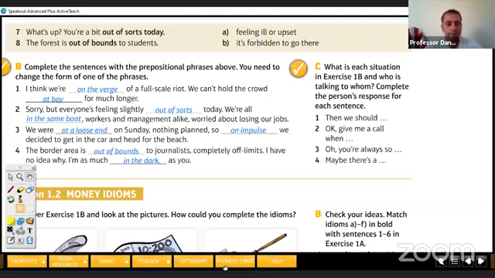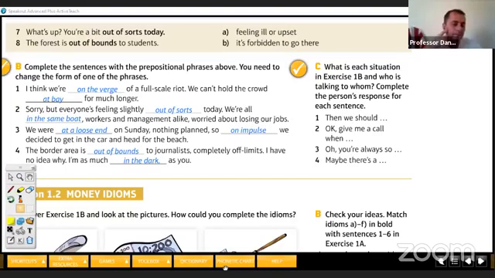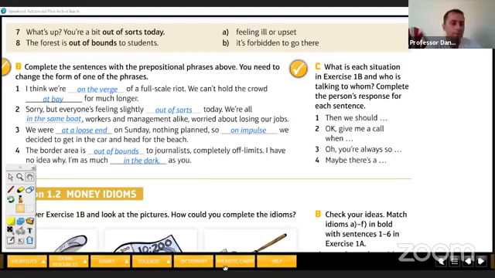Number two, sorry, but everyone's feeling slightly out of sorts today. We're in the same boat, workers and management alike, worried about losing our jobs. Maybe employee to his boss. Someone who works in a company, talking to his partner or spouse or wife or husband, friend or family member. It might be. Number three, who is talking to whom?